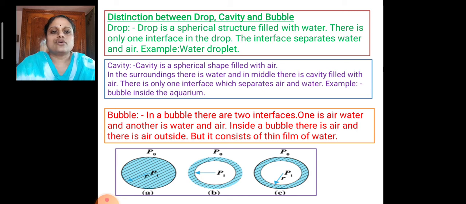Next is the case of a bubble. In a bubble, there are two interfaces. One is air and water, and the other is water and air. Inside the bubble there is air and there is air outside, and it consists of a thin film of water. A bubble is shown in figure C.